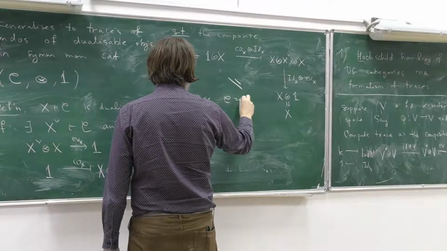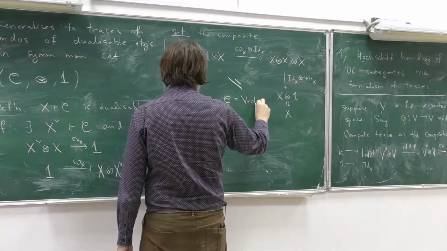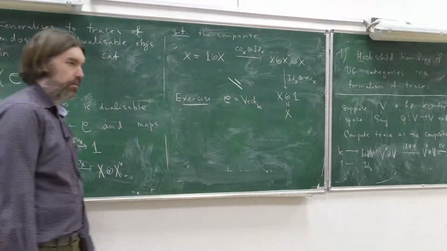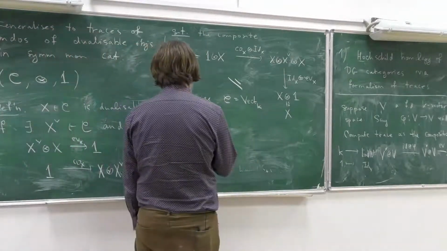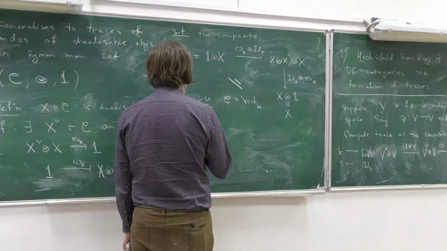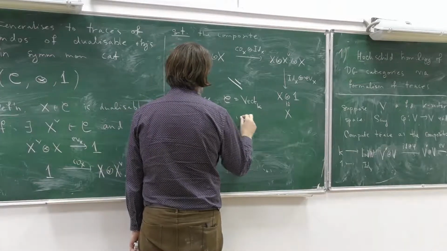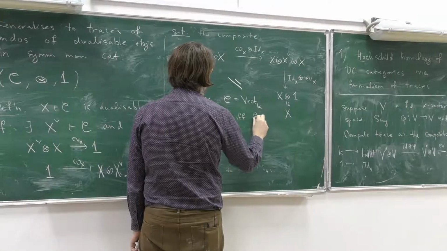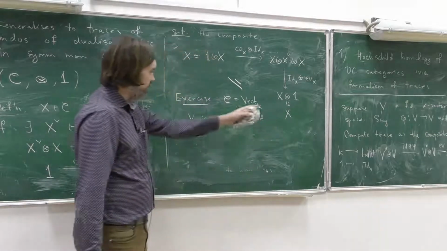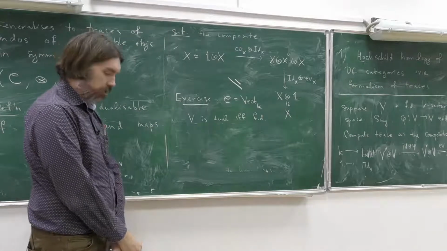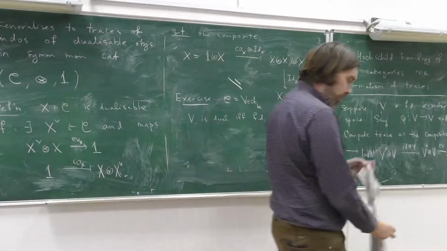If C is the category of vector spaces with the usual tensor product, and K is the unit, then V is dualizable in this sense if and only if it's finite dimensional. More generally, if K is a commutative ring, a module will be dualizable if and only if it's projective of finite rank.